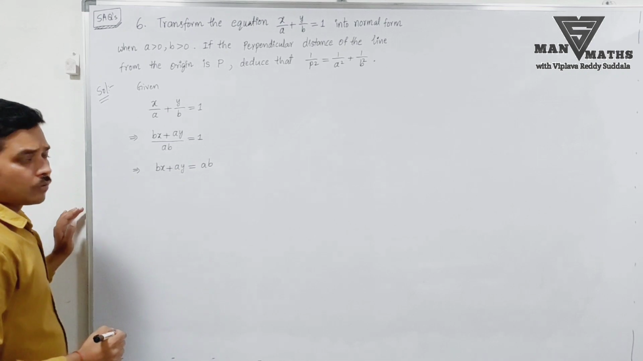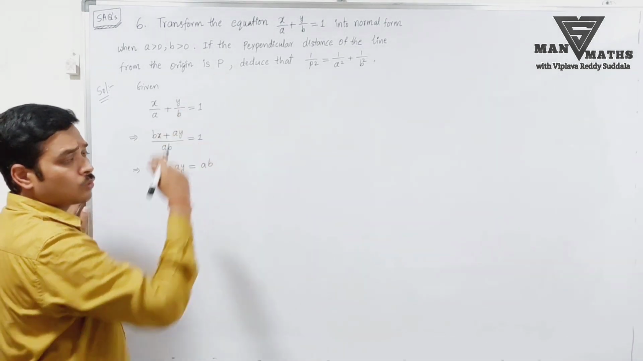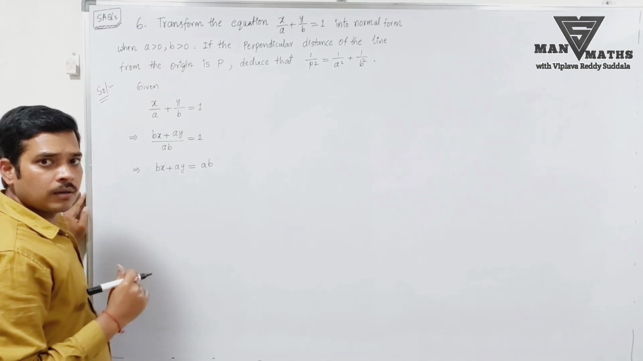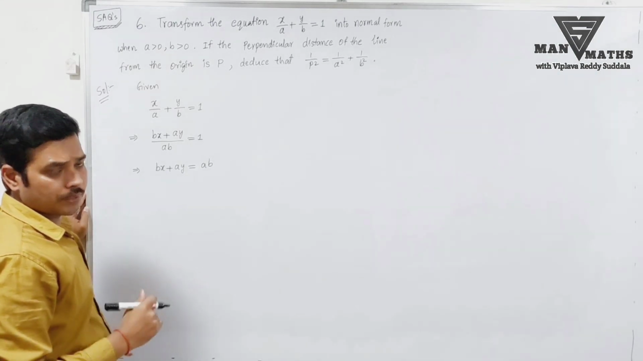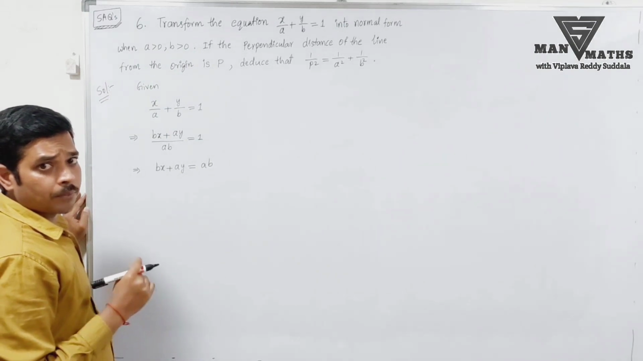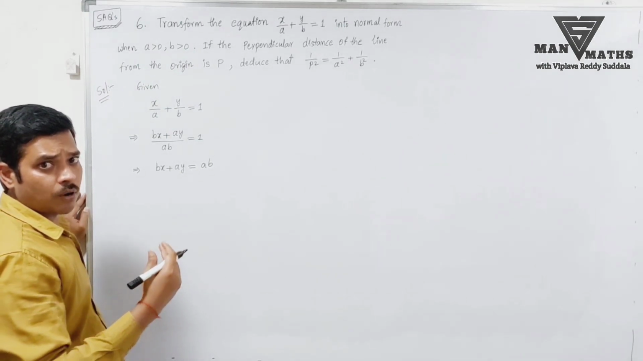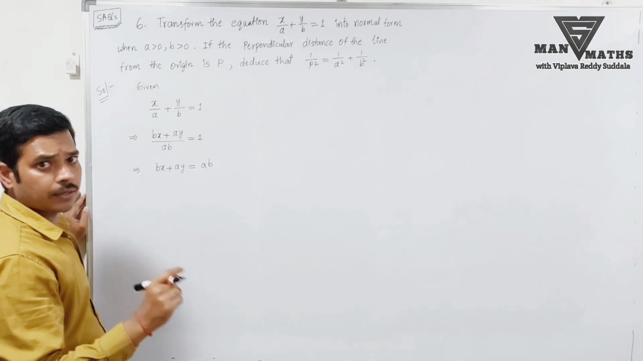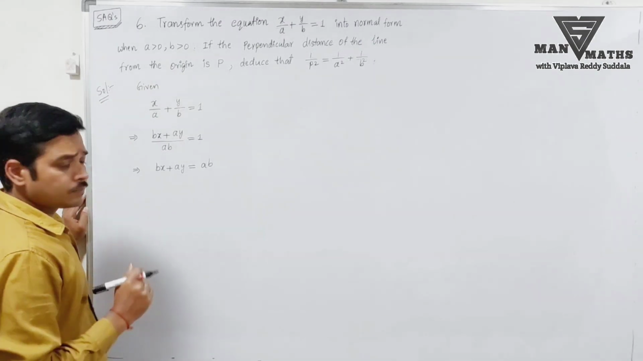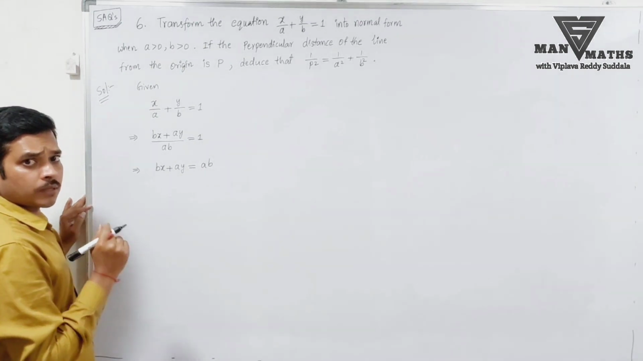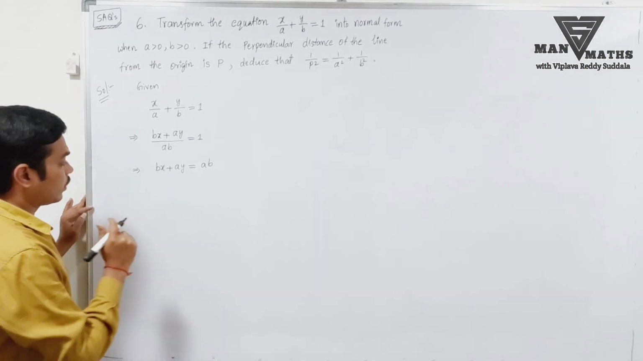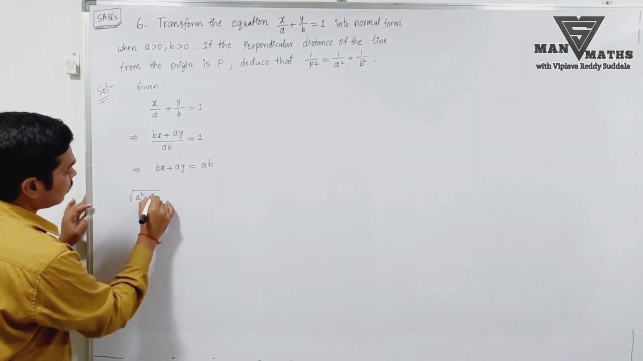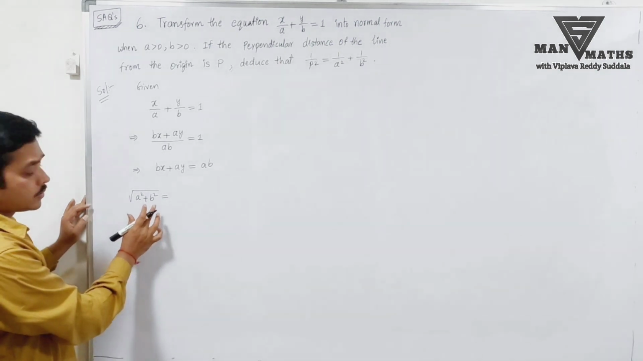Now converting this equation into normal form. What is the normal form? x cos alpha plus y sin alpha equal to p. In normal form, p is the perpendicular distance from the origin to the given straight line, that is mod c by under root of a square plus b square. For that, first of all, find out the under root of a square plus b square value.